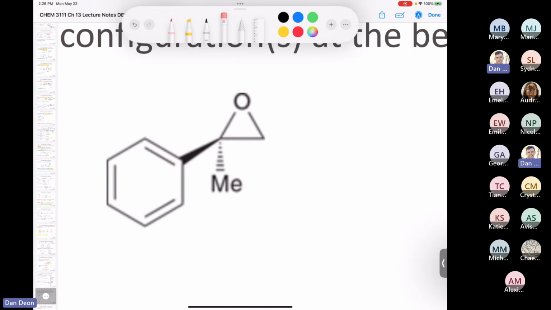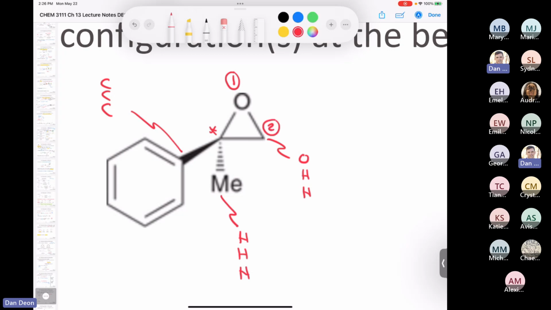So here's our stereocenter. Right here, we have an oxygen. That's going to be group number 1. Then this carbon is attached to carbon, carbon, carbon. This carbon is attached to hydrogen, hydrogen, hydrogen. And this carbon is attached to an oxygen, hydrogen, hydrogen. And so this carbon is going to take 2nd priority, and this group is going to take 3rd priority.